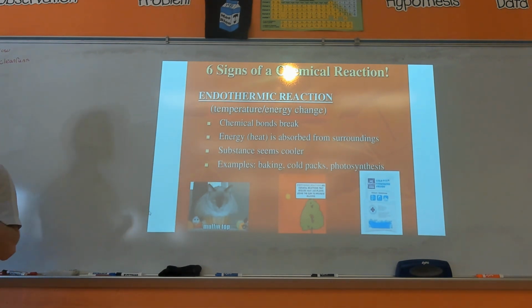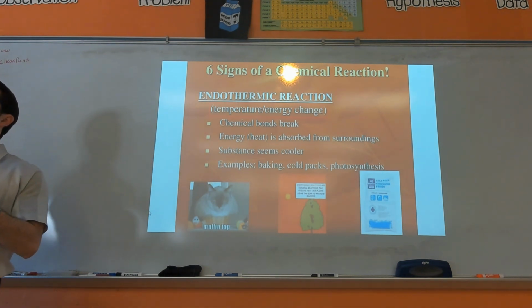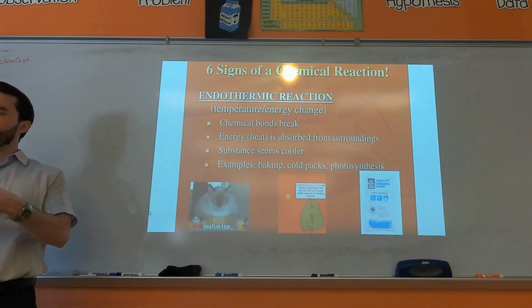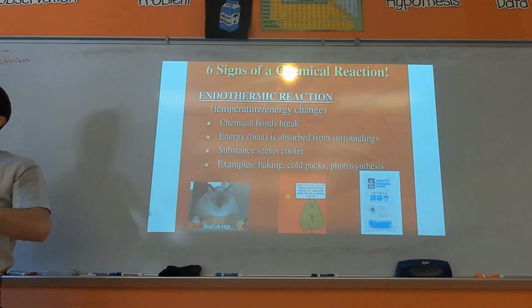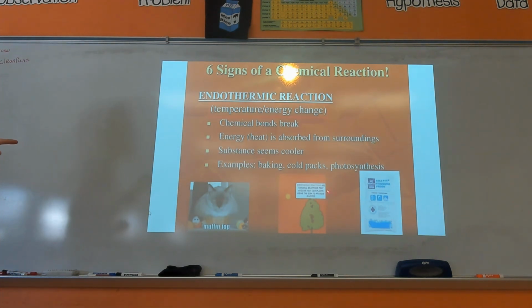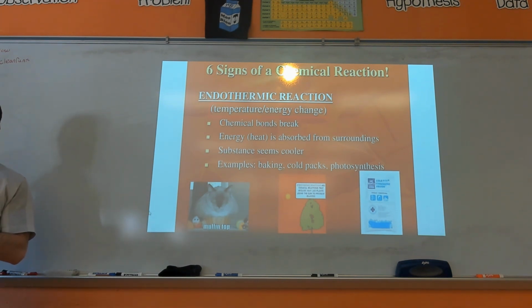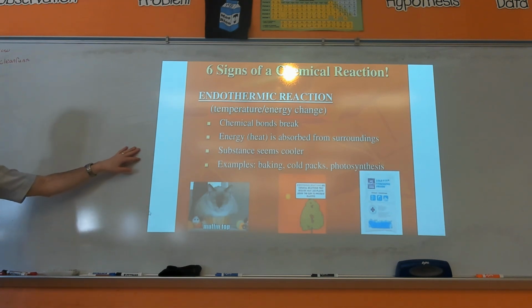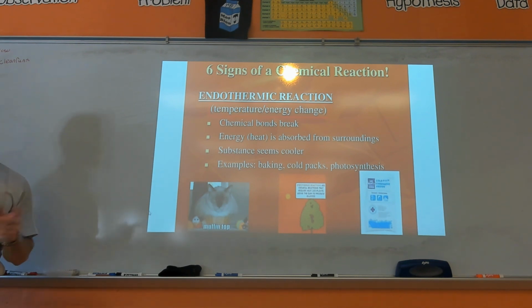So in other words, if you were to put a thermometer in a beaker that's doing a chemical reaction, and you see the temperature go down on that thermometer, that's a sign that a chemical reaction has occurred. An example would be cold packs. Have you ever used a cold pack? There are certain ice packs that you touch and they're not cold, but then you break some chemicals that are in that cold pack together, that chemical reaction will occur and that pack will get really cold. So that'd be an example of an endothermic reaction.